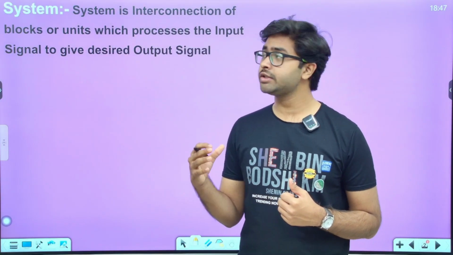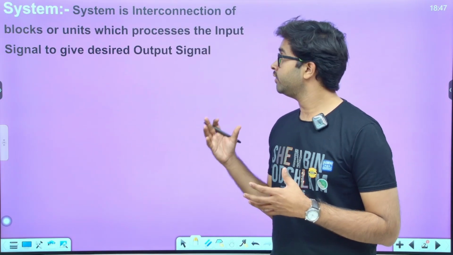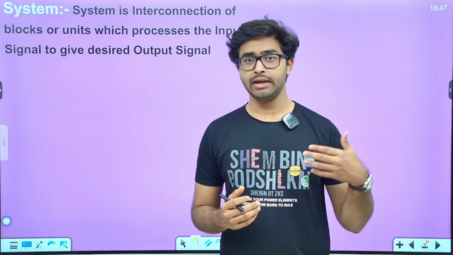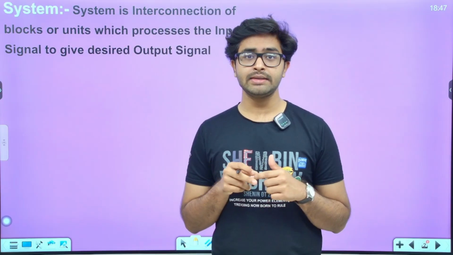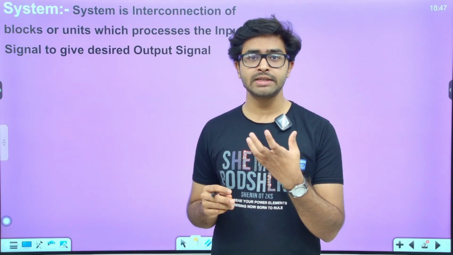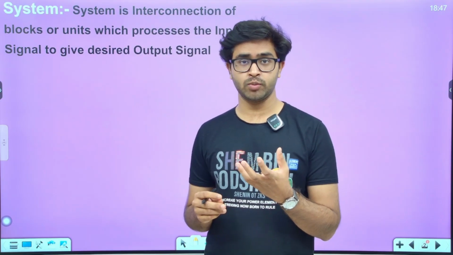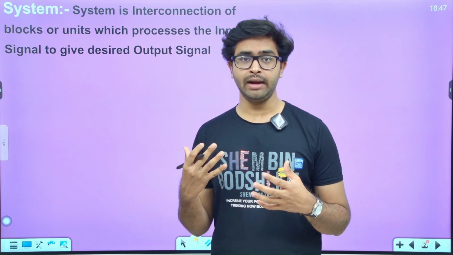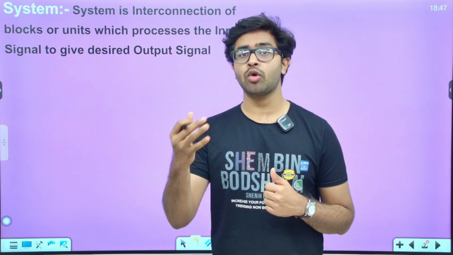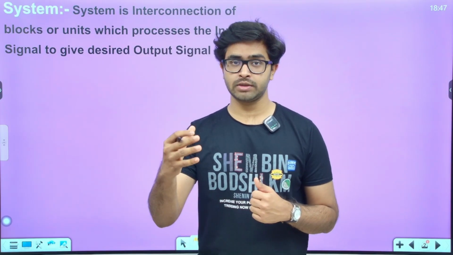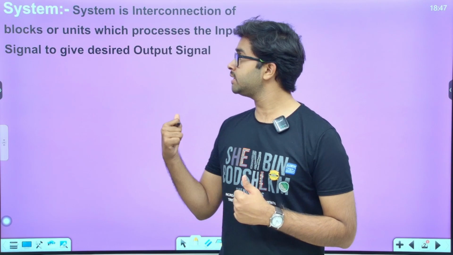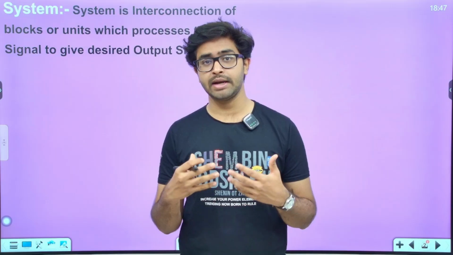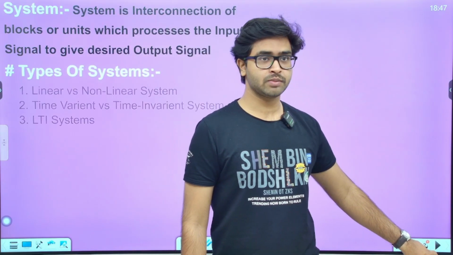So system is an interconnection of blocks or units which processes the input signal to give some desired output signal. Let's say I am having any input signal and any system having some kind of impulse response. What is the response and how it works, we will see afterwards. But to get the desired output, the system must be designed in a proper way, or it must have some kind of specification which will give me the desired output. So this is the use of system by which we can process the input signal and get the desired output. So what are the types of systems?